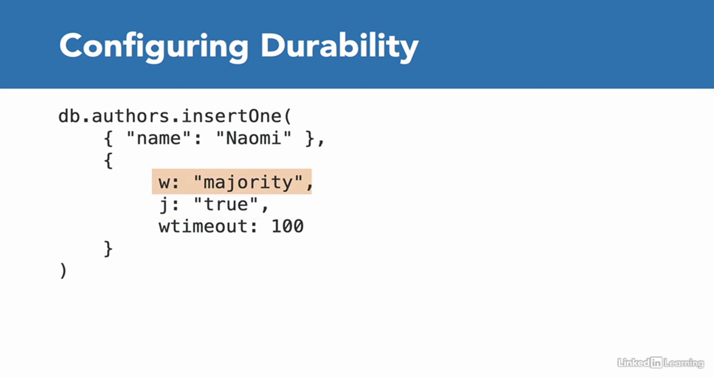The first option, the w option, specifies a number of MongoDB instances that need to acknowledge a write before the database tells the application that the write succeeded. Since MongoDB 5.0, the default write concern is majority, as it is in this example. Let's look at this in a diagram to understand what exactly is happening.